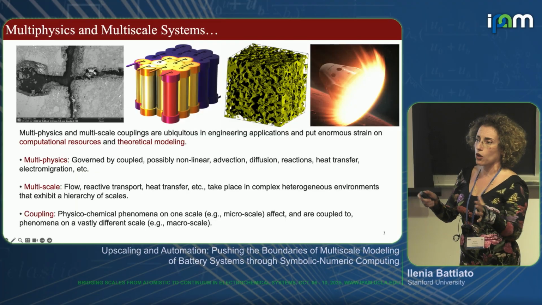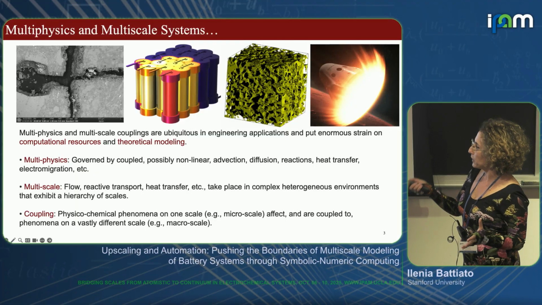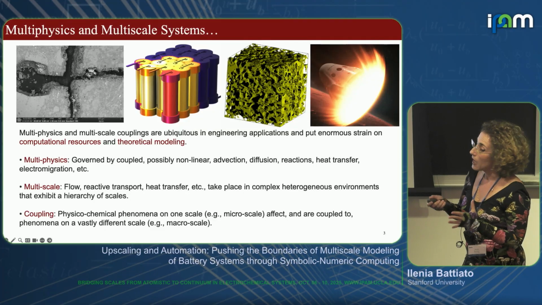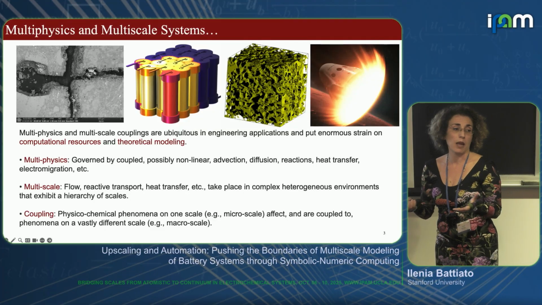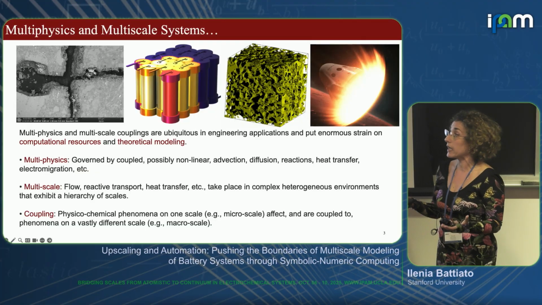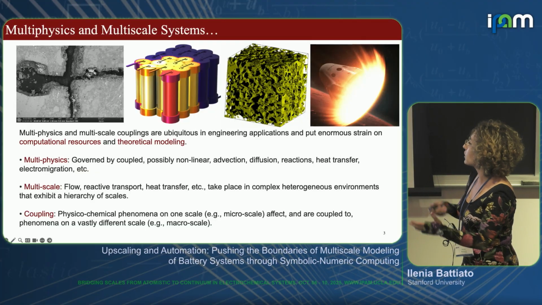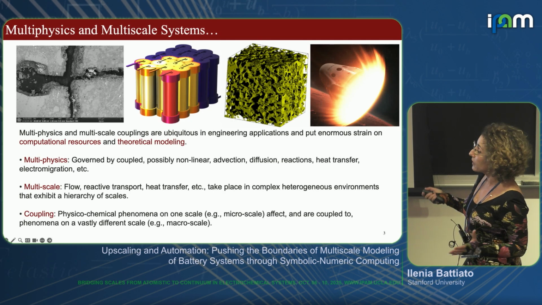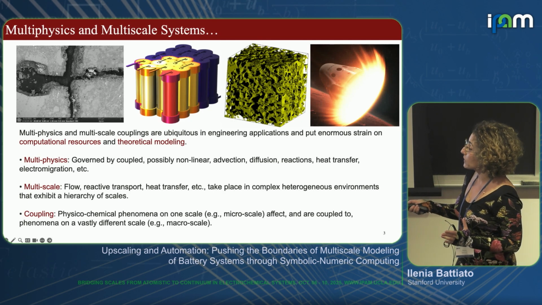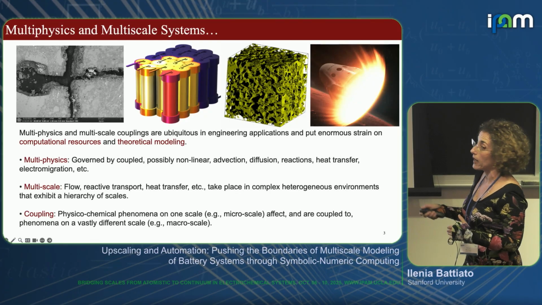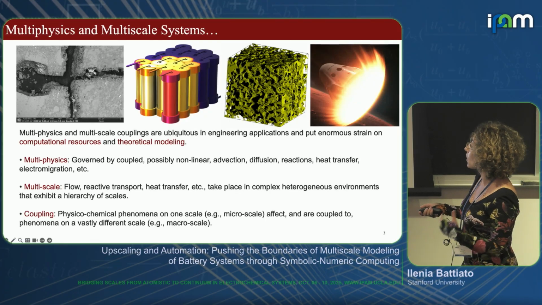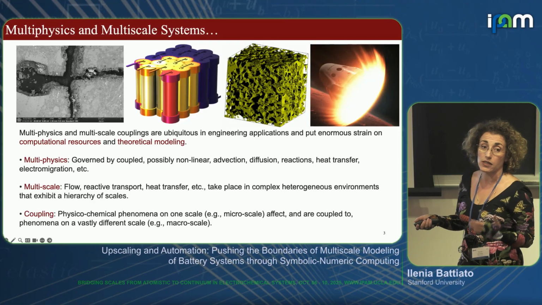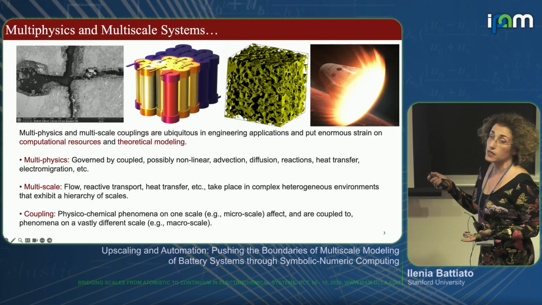Again, just some jargon, although I'm sure that there is quite a bit of overlap here. When I talk about multiphysics, I refer to a system where multiple types of physics occur concurrently. So it could be advection, diffusion, reaction, heat transfer, electromigration, whatever you can think of. I refer to a system as multiscale when all these different types of physics occur in complex heterogeneous environments that exhibit a hierarchy of scales. One such example is precisely porous media.